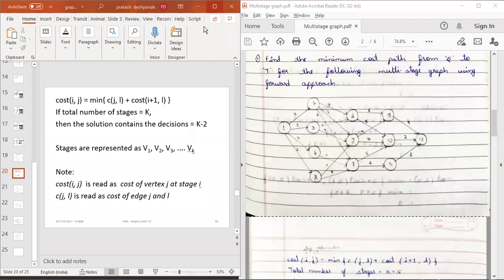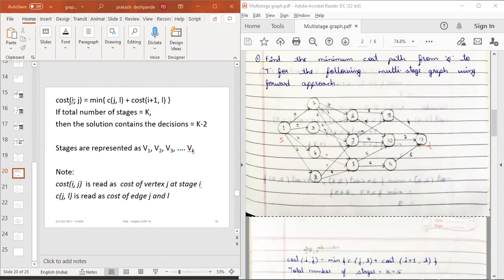Now, consider this particular example wherein we want to calculate the solution, that is the path from the source, that is S here, vertex number 1, to the vertex 12, that is our sink or the destination. Now here, the formula is cost of ij is equal to minimum of C of j comma L plus cost of i plus 1 comma L. Now try to understand the meaning of every character here.